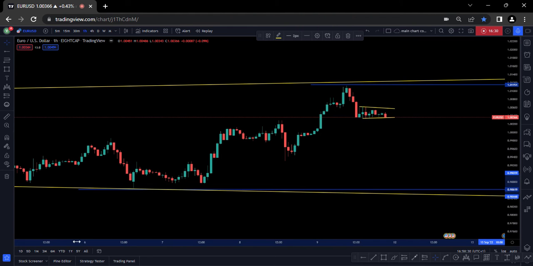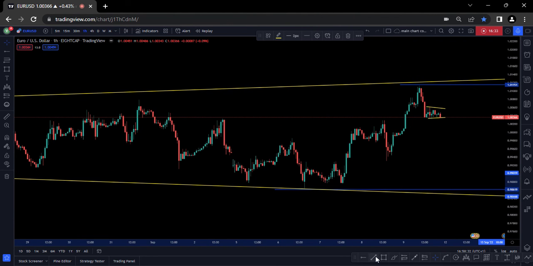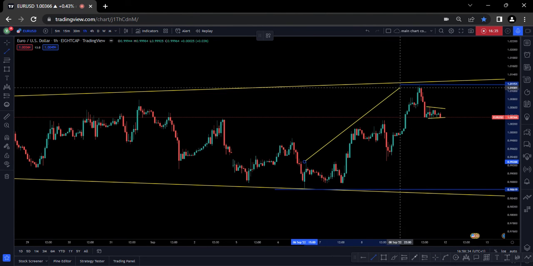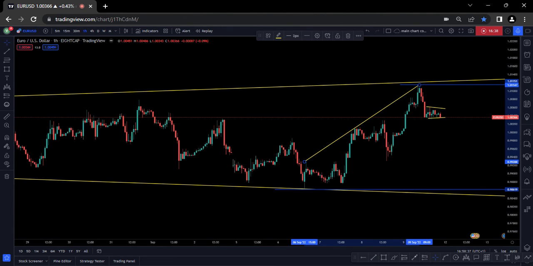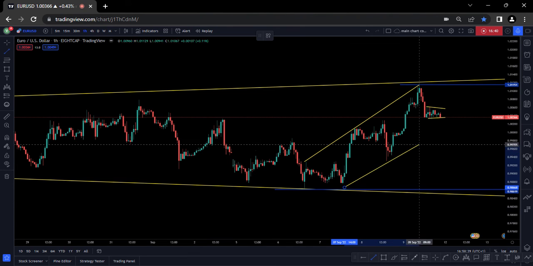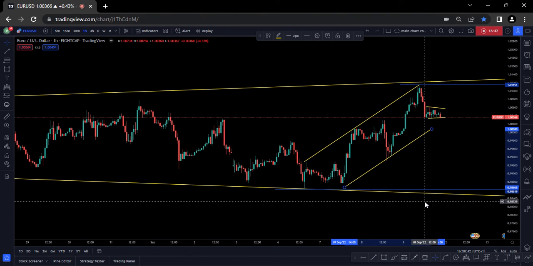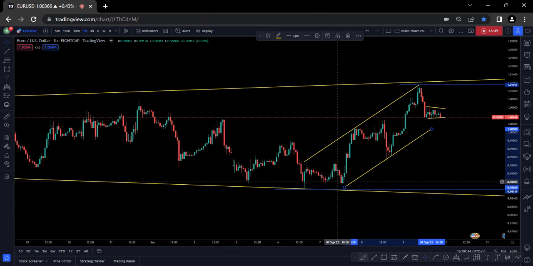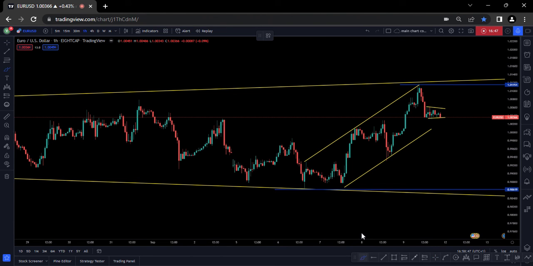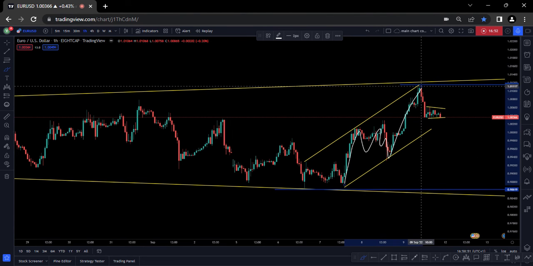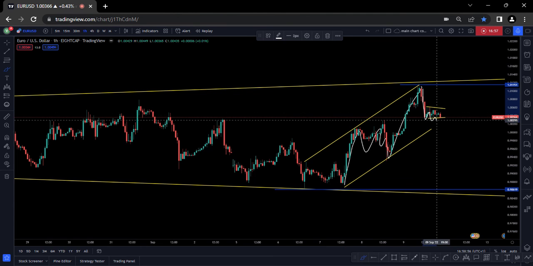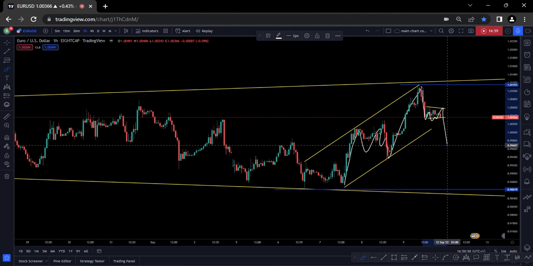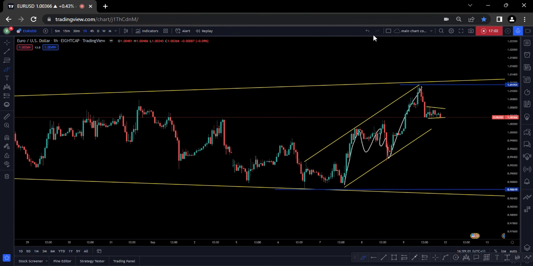So let's go to the 1 hour. After the ascending type formation on this side, you can see the impulse, correction, continuation. Then we had a rejection candle and a correction. I possibly see a move to the downside. So that is just it.